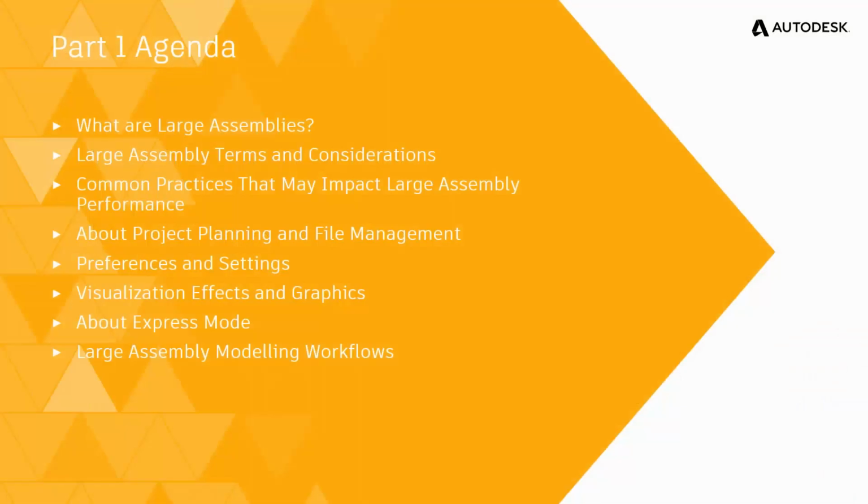Now in part one of this series, we looked at a number of different topics specific to large assemblies. We firstly defined what a large assembly is, and we defined a number of the terms and considerations around them. We looked at a number of the most common practices that may impact performance when working with large assemblies. We helped you understand a little bit about project planning and file management, and how you can go about setting up settings and preferences inside of the likes of Inventor. We looked at visual effects and graphics and the implication of using those, as well as talking about express mode and large assembly modeling workflows.